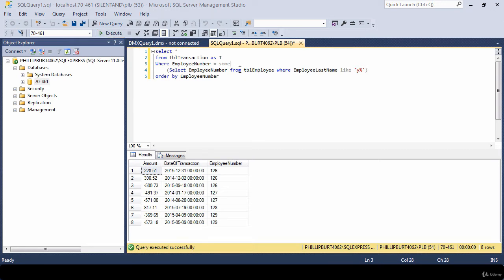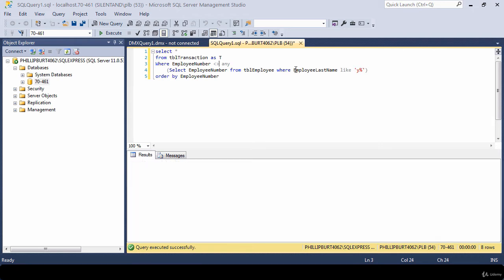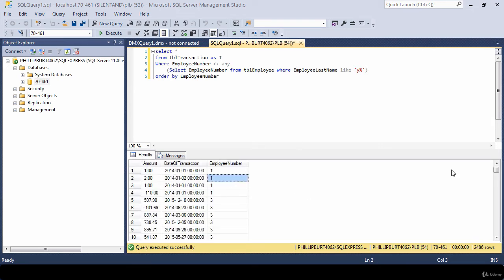Now, what if you want the opposite? If I go back to any, because I found that easier. So what if I wanted all of those employee numbers which are in table transaction which are not equal to 126 through 129? Well, let's change this equal to greater than or less than. Will that work? So we seem to have everything else. So if I scroll down, scroll up, and no, it includes employee numbers 126 to 129.